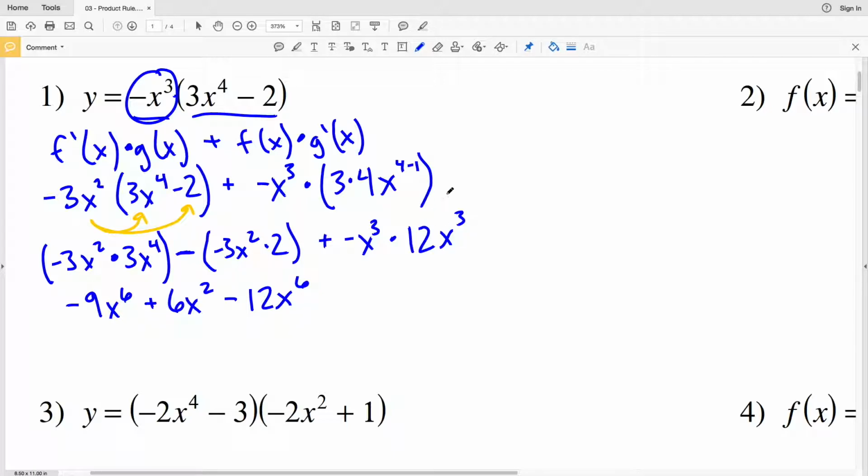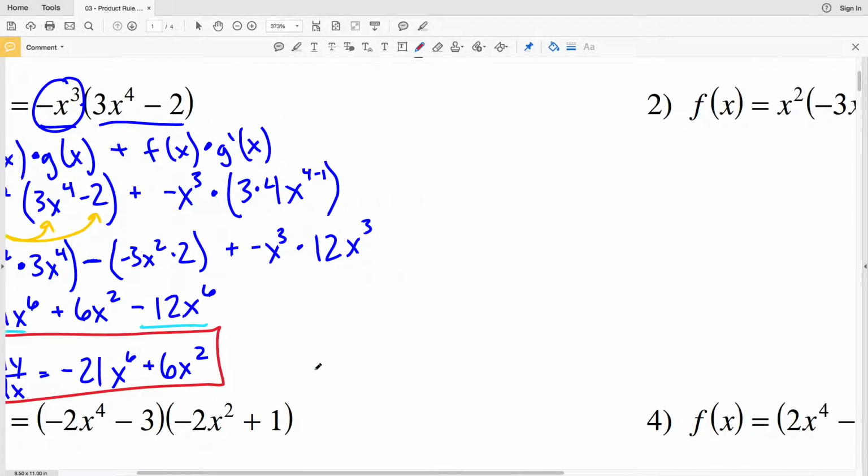So now I'm going to be able to combine two like terms, negative 9x to the 6th minus 12x to the 6th. So dy dx, the derivative of y with respect to x equals negative 9 minus 12, which is negative 21x to the 6th plus 6x squared. So that's the derivative of negative x cubed times 3x to the fourth minus 2. Let's move on to number 2.